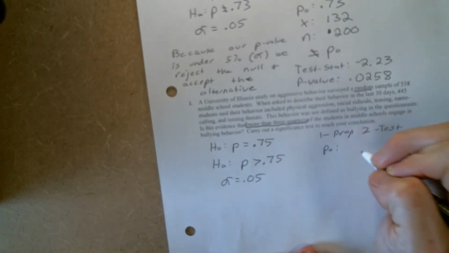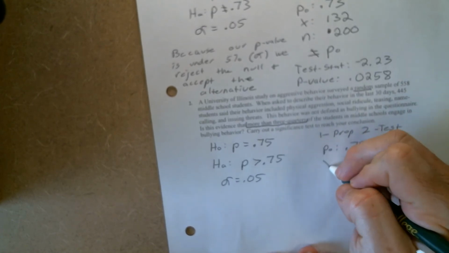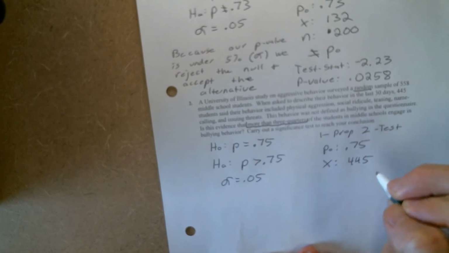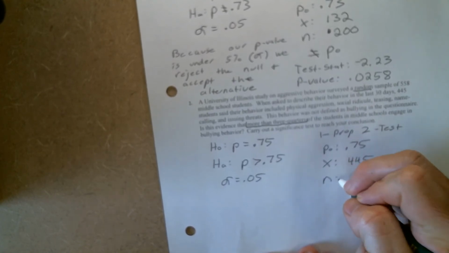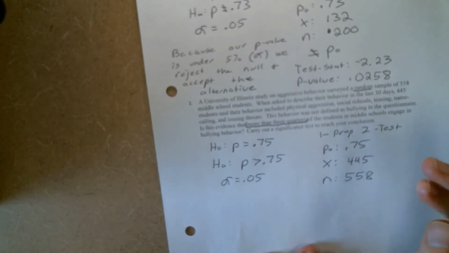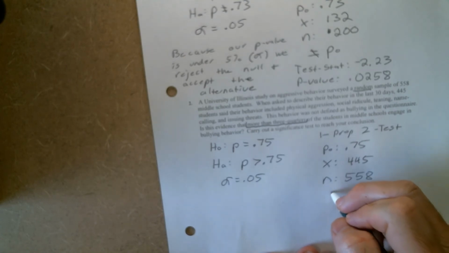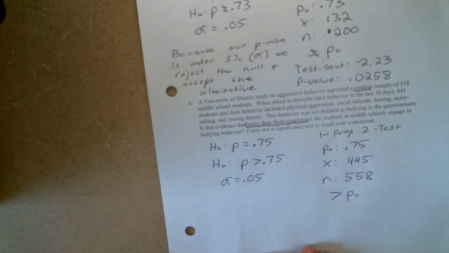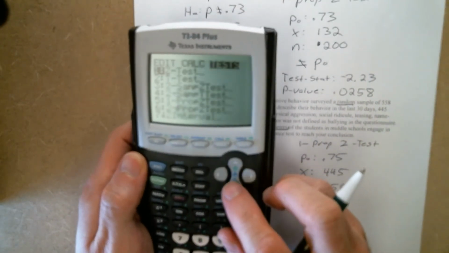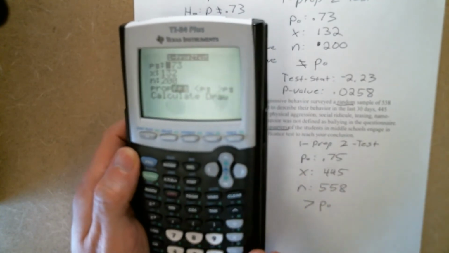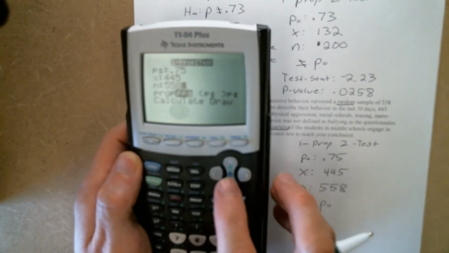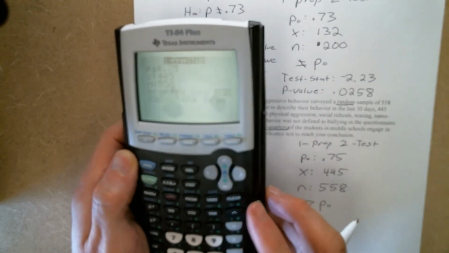This time our null is 0.75. The problem tells us that there were 445 successes. Again, success is relative there because we're talking about kids that were bullying. And then the sample size is 558. And this time we are testing to see if we are greater than the null. So if we feed all of that into our stat tests, one prop z test, 445, 558, and we're testing if we're greater than that.